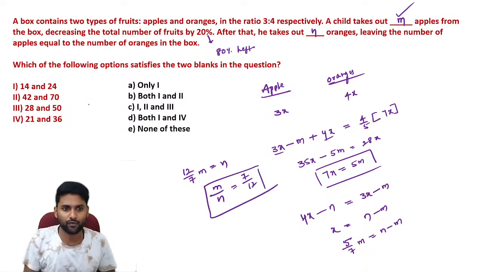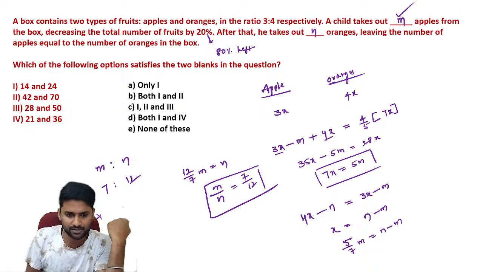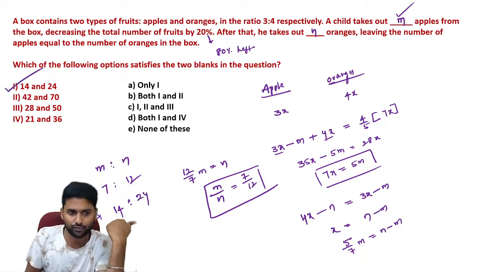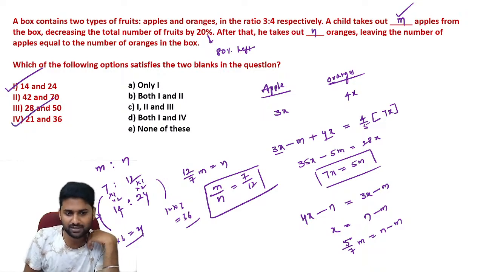Now the other question: which of the following options satisfy that? We found the m is to n ratio, 7 and 12. So let's go for multiples. 7 into 2 is 14, 12 into 2 is equal to 24. So we have 14 and 24 in the options. So this is into 1, into 1, into 2, into 2. Let's go on. 7 into 3 is 21, 12 into 3 is 36. Let's check with the next numbers. 21 and 36. Yes, we have that pair.